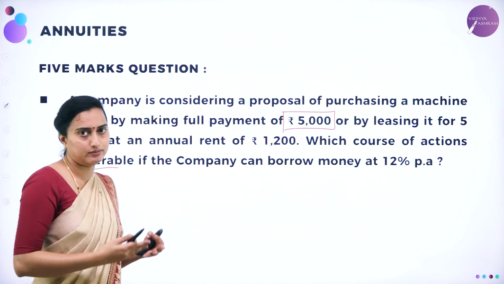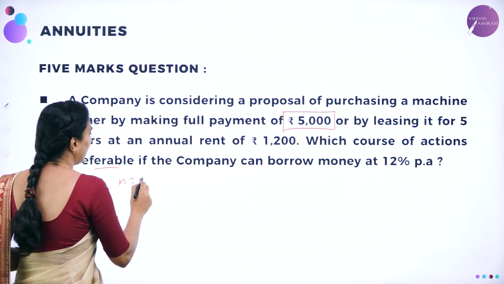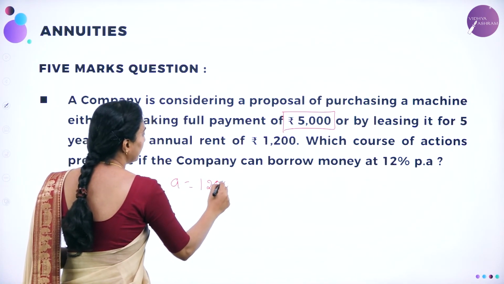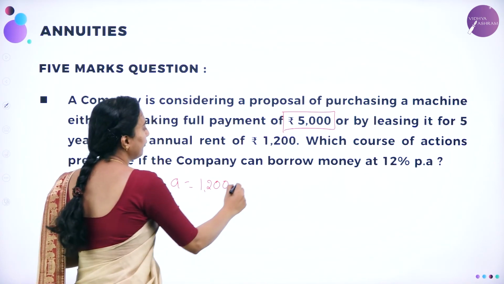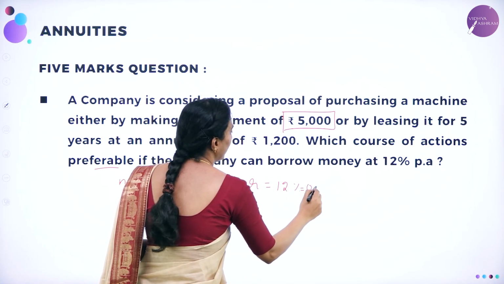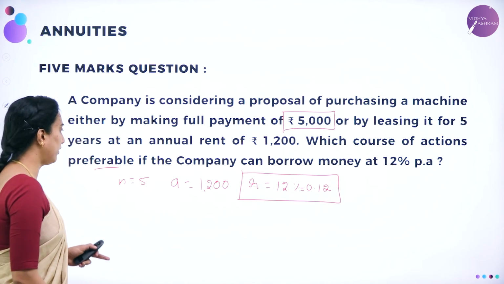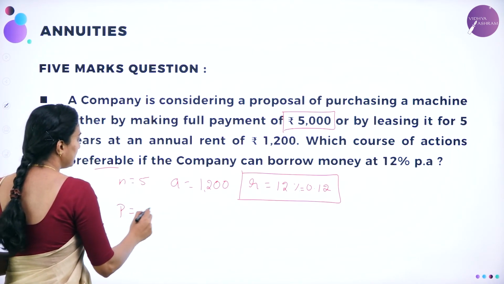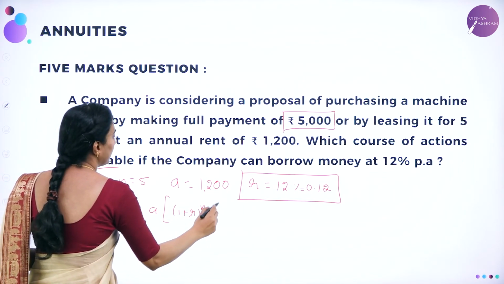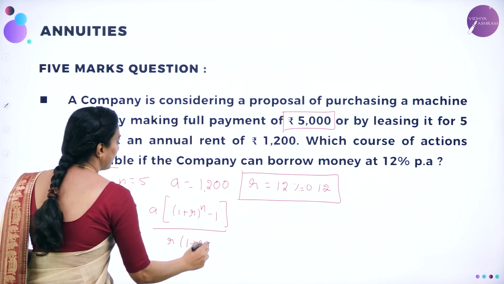That means you are going to settle. Now, let me calculate here. By leasing for 5 years, N will be equal to 5 years. And then the annuity they have given is rupees 1,200. Correct? And then the rate of interest R is equal to 12% per annum, which is equal to 0.12. And the number of years we have calculated here is 5. So P will be equal to A into (1 plus R) to the power of N minus 1, divided by R into (1 plus R) to the power of N.